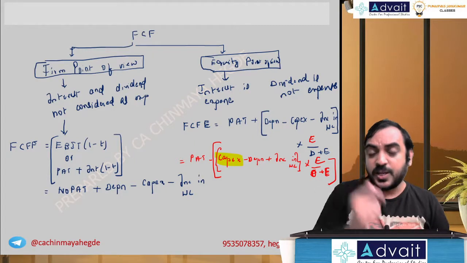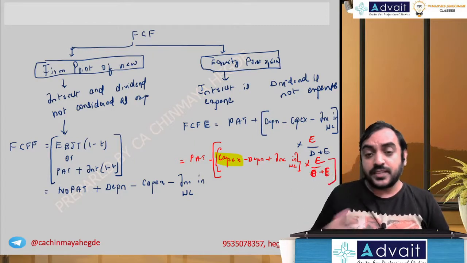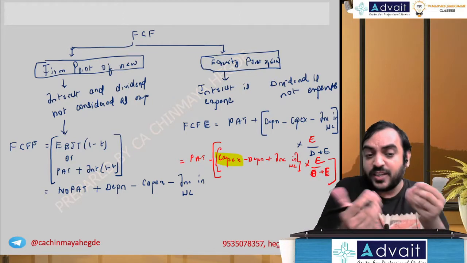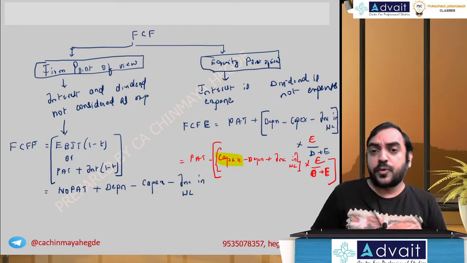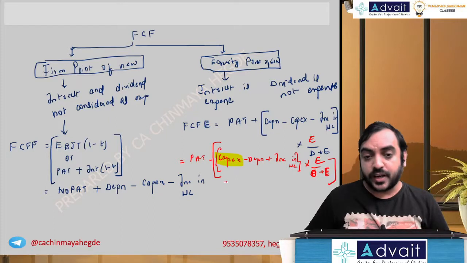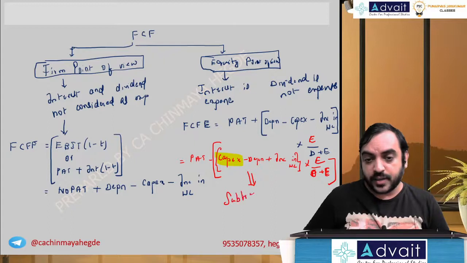That is why it is multiplied by E by D plus E only for the second part, it does not apply for PAT. PAT is already from the point of view of equity shareholders. And if you have any debt repayment, that also you're going to subtract. So here you subtract debt repayments, if any.